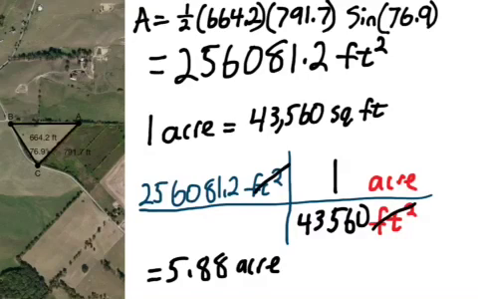So we can see that this farmer has about 5.88 acres of land in that field. So he could use that if he was trying to sell it. He could use it if he was trying to put fertilizer on, how many pounds per acre he needed, so he'd know how much fertilizer to order. He'd know how much crop to order to plant that field. So this is just one application of someone using the area formula, or having to use law of sines or law of cosines, which could have been applicable for this.